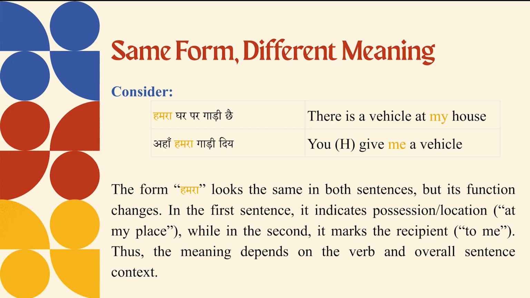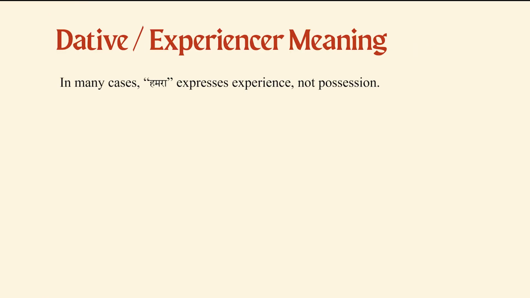Now, the form हमरा looks the same in both the sentences, but its function changes. In the first sentence, which is हमरा घर पर गाड़ी छै, it indicates possession or location, which is at my place, while in the second it marks the recipient. So, diya, give me. Thus, the meaning depends on the verb and overall sentence context. There is another thing that we need to look at here. In many cases, हमरा expresses experience, not position.